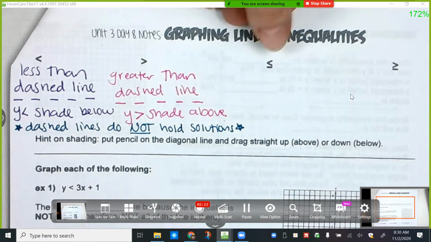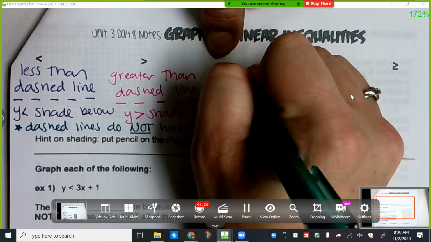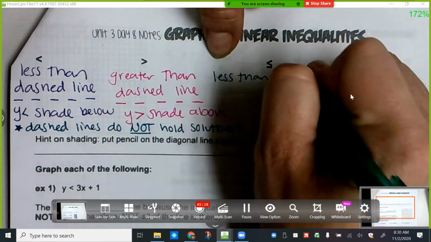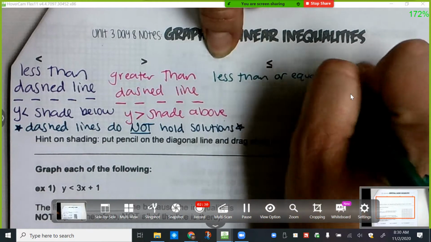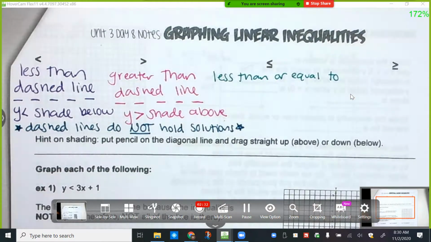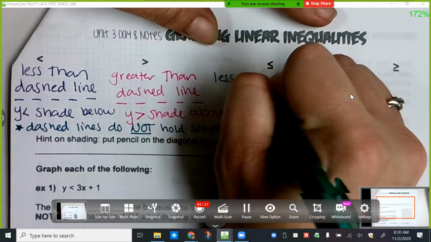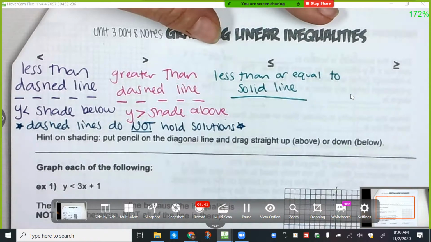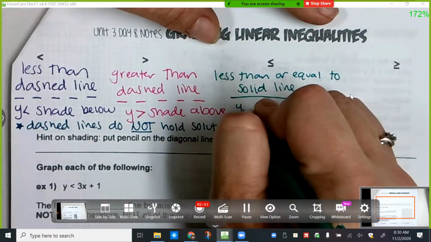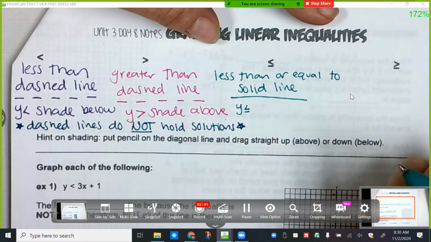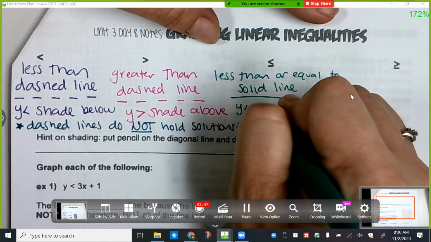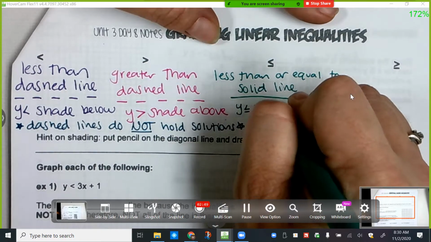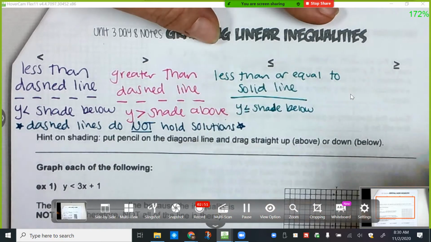Okay, what symbol is this? Less than or equal to. Okay, what kind of line would this be? Solid. Why? Because it's equal to. You're exactly right. Okay, and if it says y is less than or equal to, where are you shading? You're exactly right.